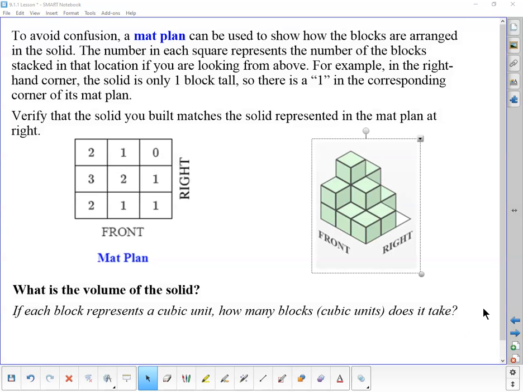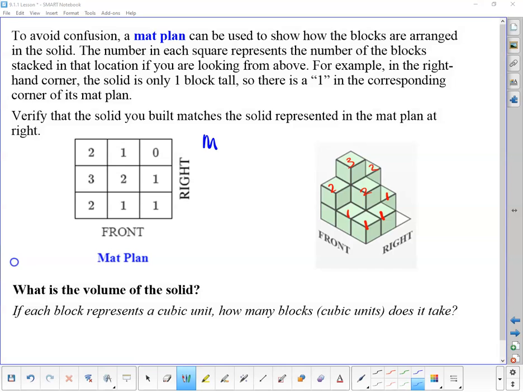Just to let you know, I've inserted the picture of what we have. And so we have 2, 3, 2, 1, 2, 1, 1, and 1. Okay, so we verified that this mat here, they wrote it for us, actually matches up with our build.